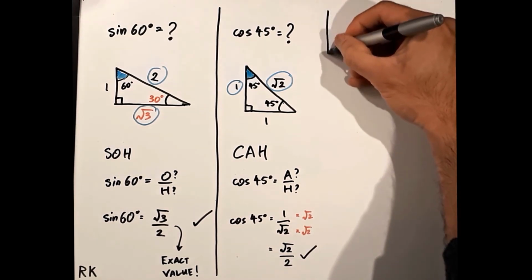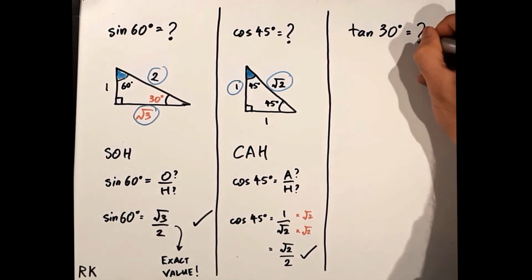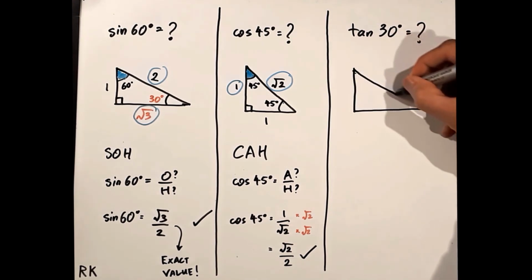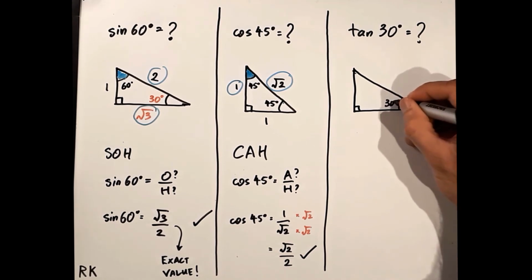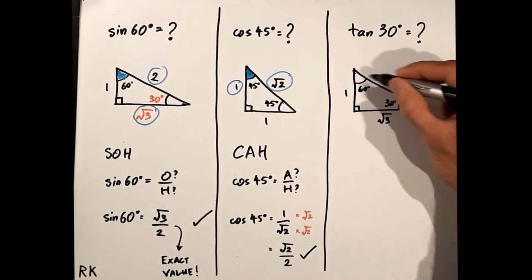Okay, moving on to our last problem. Since we're finding the tangent of 30 degrees, we'll need to draw the 60-30 special triangle again. And this is super important. If you want to memorize it quickly, draw the triangle every single time you need it. Don't recycle what you drew before.